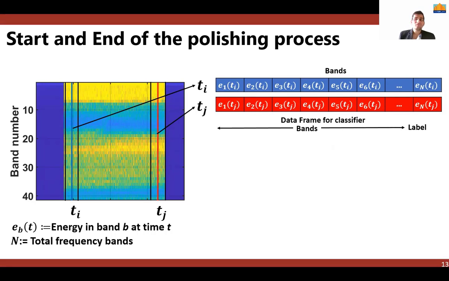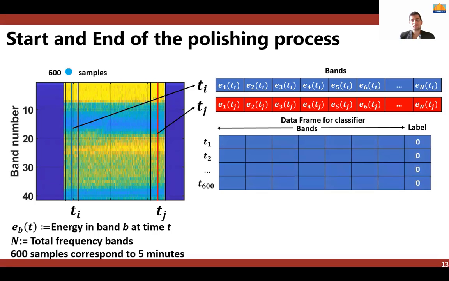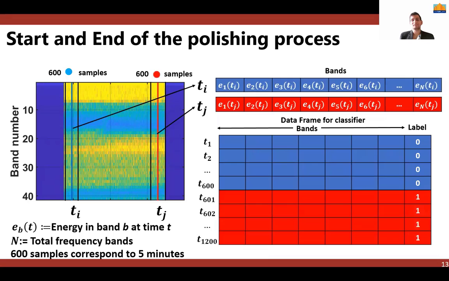We sample 5 minutes of the spectra from the start of the process, corresponding to 600 samples, and 5 minutes of the spectra from the end of the process, which again corresponds to 600 samples. The data frame for the classifier then looks as illustrated here. The energy content in the frequency bands are our features. The start and the end classes are labeled as 0 and 1 respectively. This data frame is then used in our method.